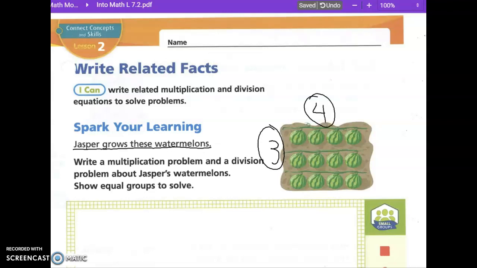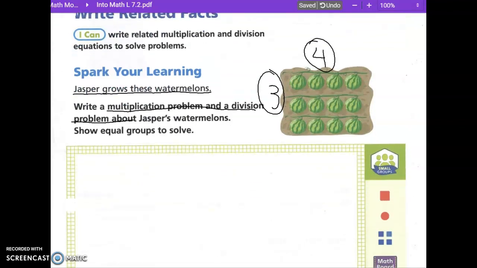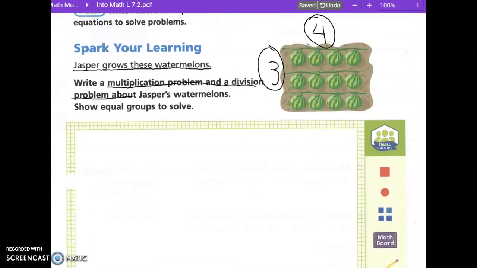And then what question do they ask? It says write a multiplication problem and a division problem about Jasper's watermelons. So we know what to do with an array, right? What do we multiply? Rows times columns, correct? So Emily, what is that multiplication sentence going to say? 3 times 4 and 4 times 3. It could say 4 times 3. Can somebody tell me what 3 times 4 or 4 times 3 is? 12.